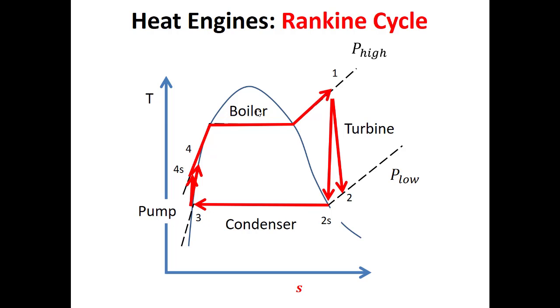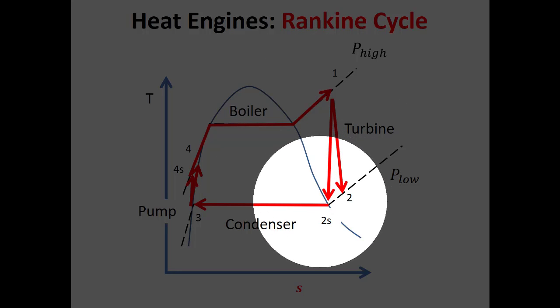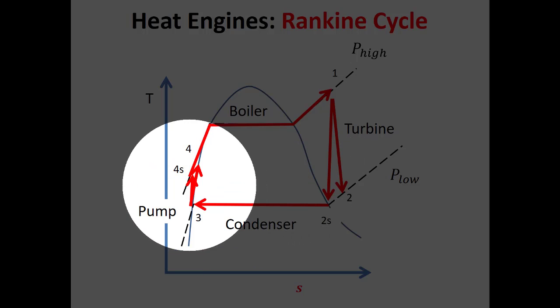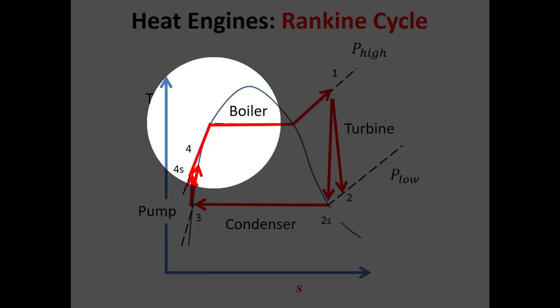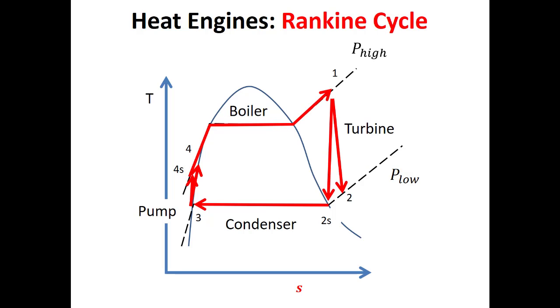And then you have a low pressure line and a high pressure line. You can see the turbine, you go down. The condenser, you go across. The pump, you go up. And the boiler, at constant pressure, you add heat, so the temperature goes up. And then you get back to the turbine, so it's a cycle.